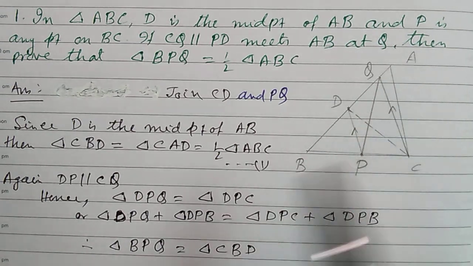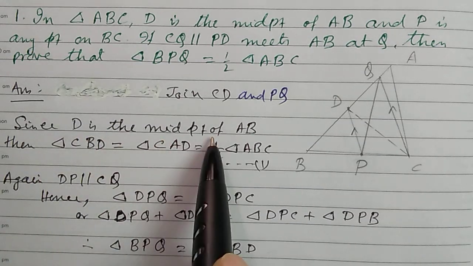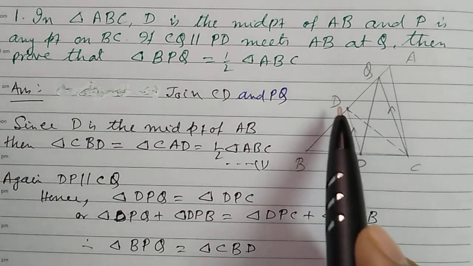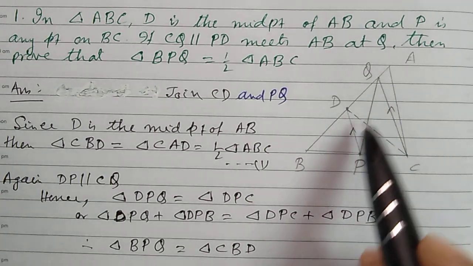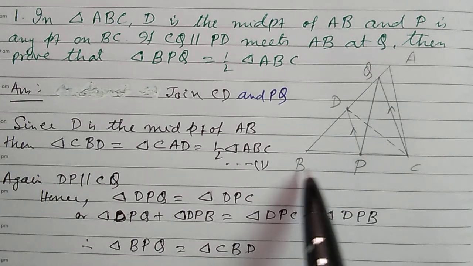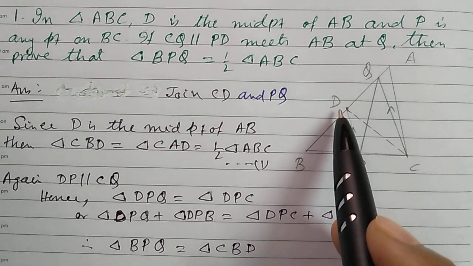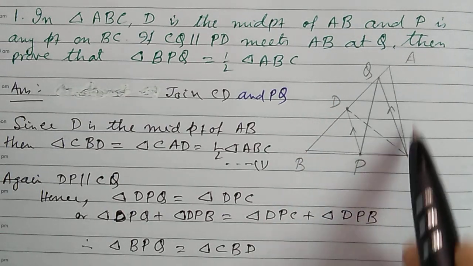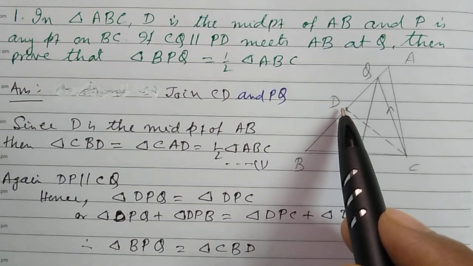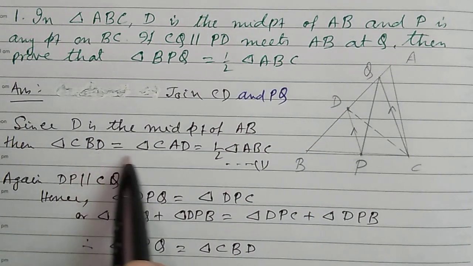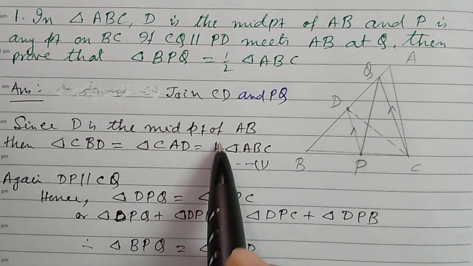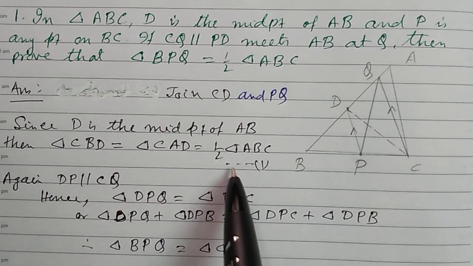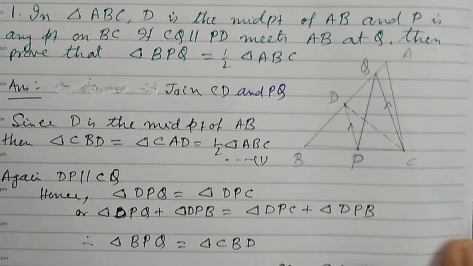PQ. Since D is the midpoint of AB, CD is the median, and we know that the median divides the triangle into two equal parts. That is, area of the triangle CBD equals area of the triangle CAD, and both the triangles are equal to half of area ABC. We denote this as 1.